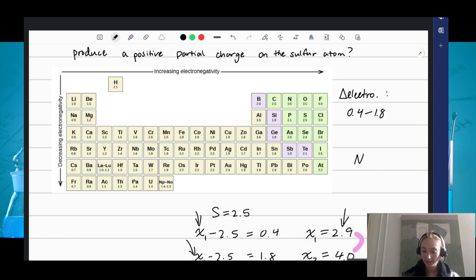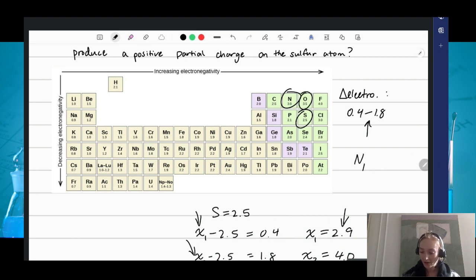because just as we established the range, the X value has to be between 2.9 and 4. Nitrogen has an electronegativity of 3. Sulfur has 2.5. 3 minus 2.5 is 0.5, and 0.5 is between this range. And this range means that it's going to be a polar covalent bond. So that's how that works. You figure out your range, and then you look for the electronegativities that are in between that range. So nitrogen is one of them.